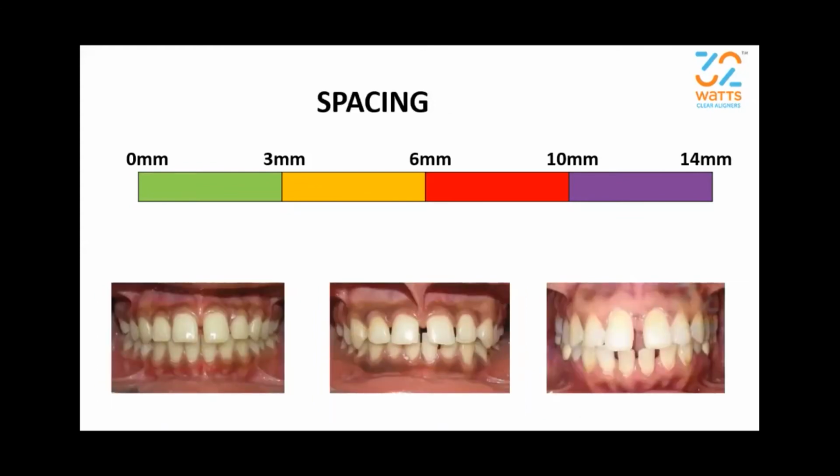Okay, the next malocclusion is spacing. Similarly, as we have seen for crowding, for spacing, if we have approximately up to 3 millimeters of spacing, that case will fall under the mild category. 3 to 6 millimeters of spacing will fall under the moderate category. And if we have approximately 14 millimeters of spaces in a particular arch, that will form the advanced category.